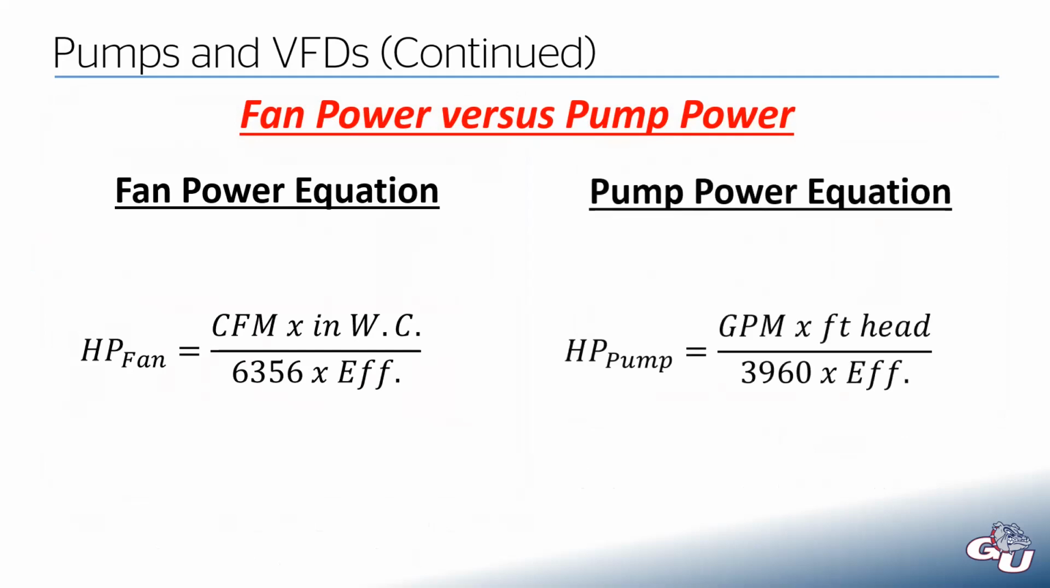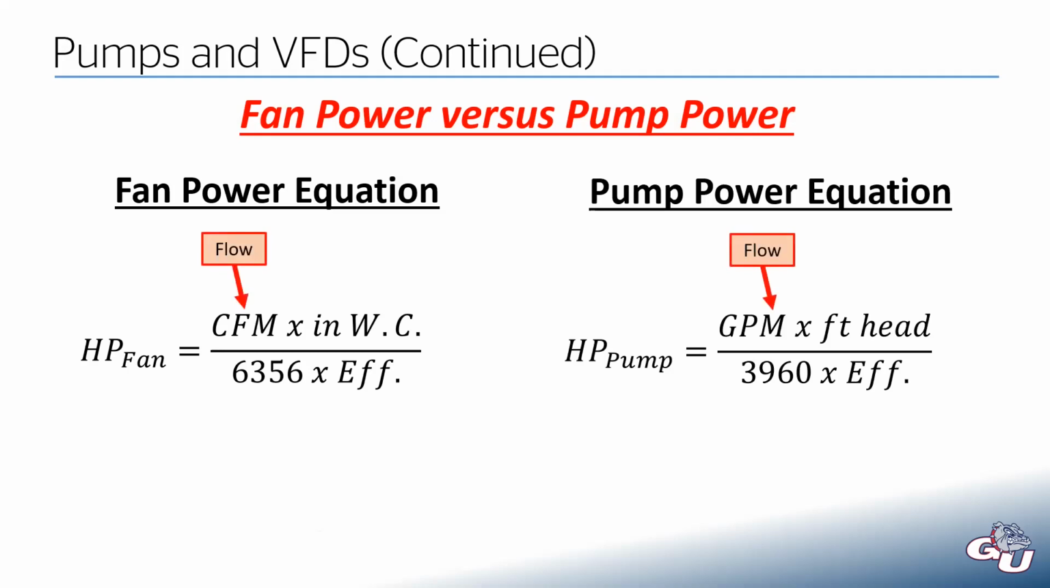The pump power equation looks like this. Our pump horsepower is equal to our GPM, gallons per minute, times our feet of head divided by 3,960 multiplied by the product of our efficiencies. And when you look at these two equations side by side, you can start to see the similarities.